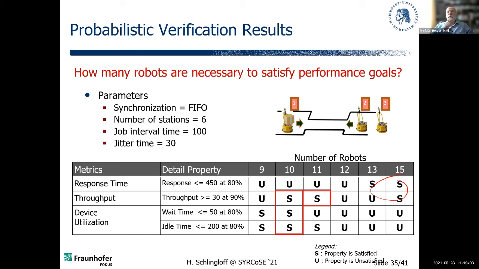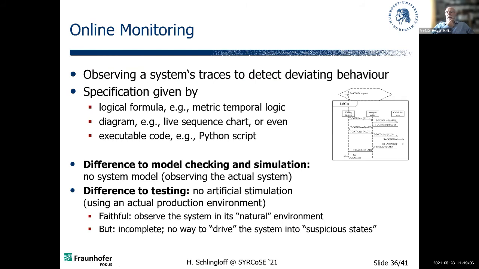But of course, we also want to observe the system during runtime. This is what we mentioned before. In particular, we need to do that if the system becomes learning and adaptive. In this transport robot use case, we do not yet have a learning approach. We have this auction-based approach, but it's not learning. If we have a dynamically adapting or changing system, we need to do online monitoring, and we observe the system's traces to detect deviating behavior.